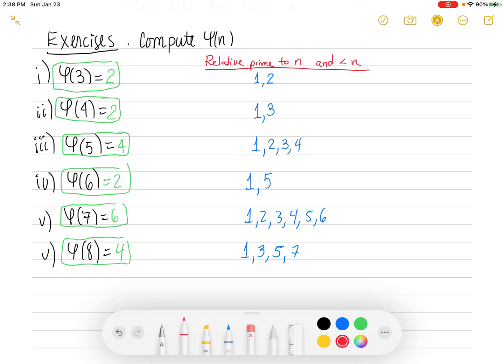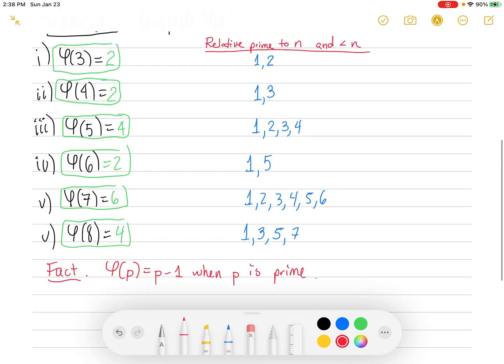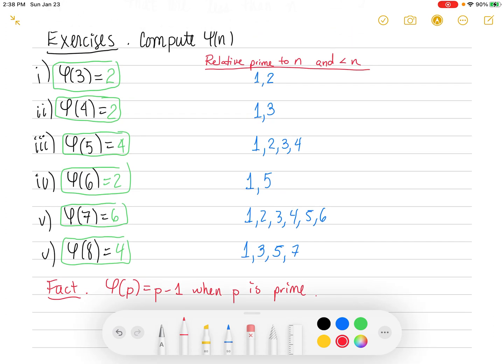So something you might notice here is when we have phi of a prime, here's a little fact. Phi of a prime p is going to be p minus 1. This is when p is prime. So phi of p is easy to calculate when p is prime.